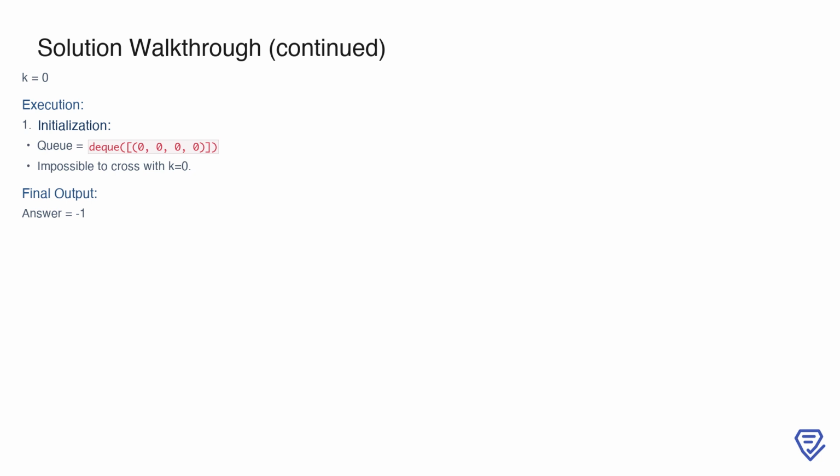Finally, let's examine a scenario where it is impossible to reach the target. In this grid, almost all cells are obstacles except for the starting and ending positions. Additionally, k is set to 0, meaning no obstacles can be eliminated. During the initialization, the queue starts with the state (0, 0, 0, 0), where we begin at the top left corner with no eliminations available and 0 steps.